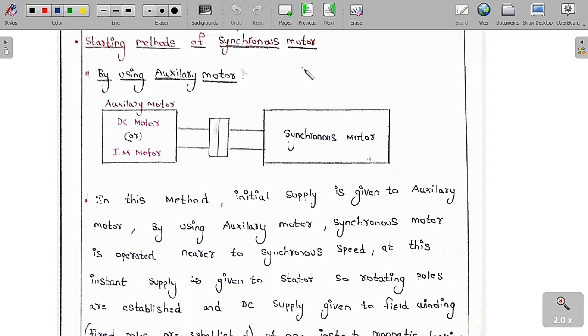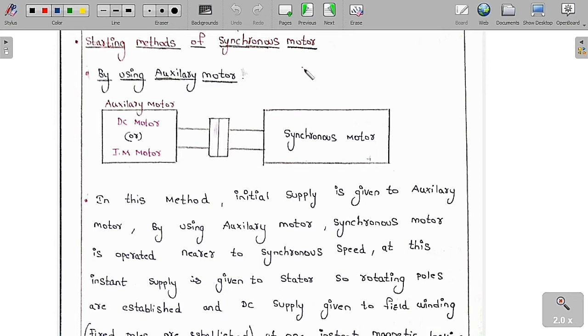We have studied a similar case in the induction motor also. The single phase induction motor is not self-starting. So to make it self-starting, we added an extra auxiliary winding. With the help of this auxiliary winding along with the main winding, it behaves like a two-phase motor initially. After the rotor of the induction motor reaches a certain speed, we take out this auxiliary winding. That is in the case of the induction motor.